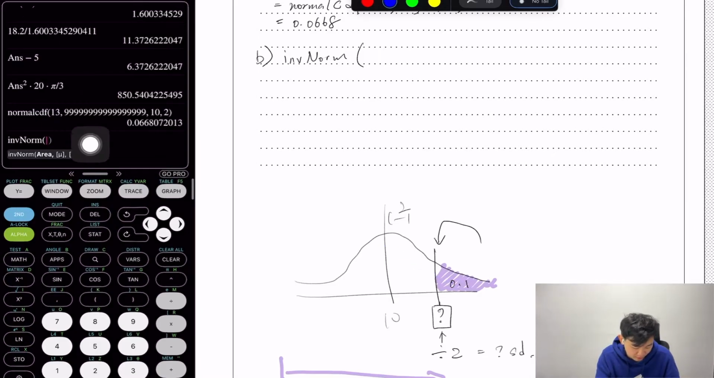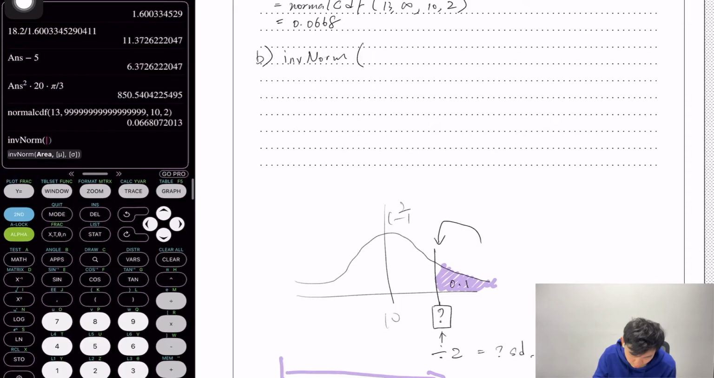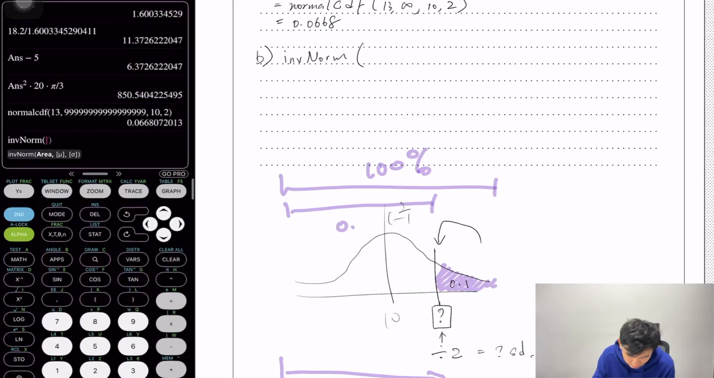But in this case, our calculator is just like a free version, so yeah. In this case, we have to input our area as 0.9 because you can see the distribution. The whole thing is actually 100%, right? So that means the left-hand side here is actually 90%, whereas the right-hand side is only 0.1, which is like 1%. Okay.